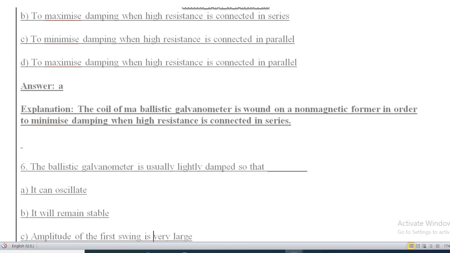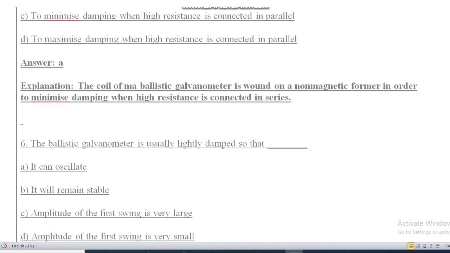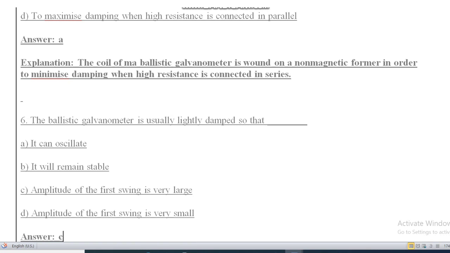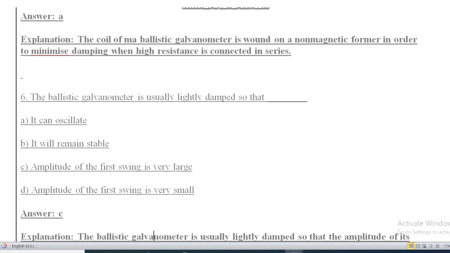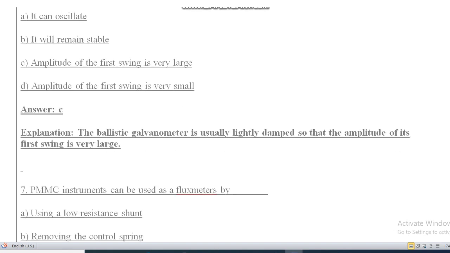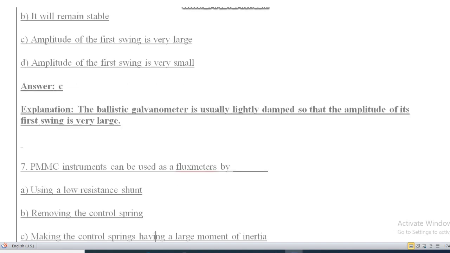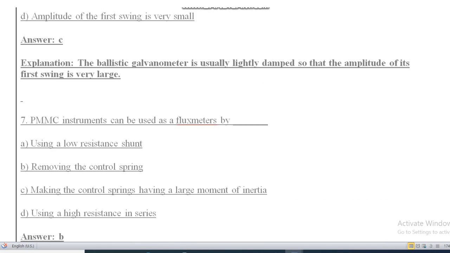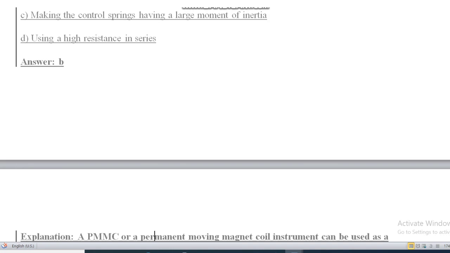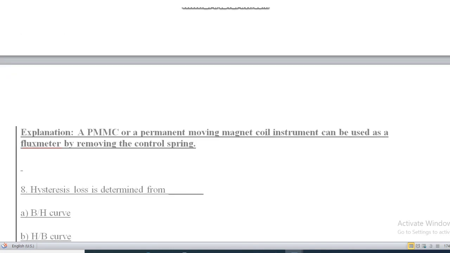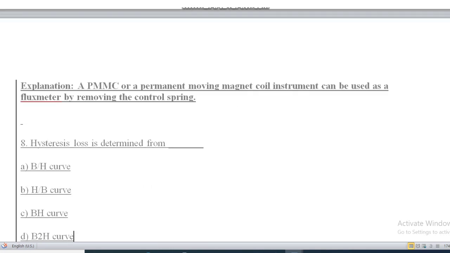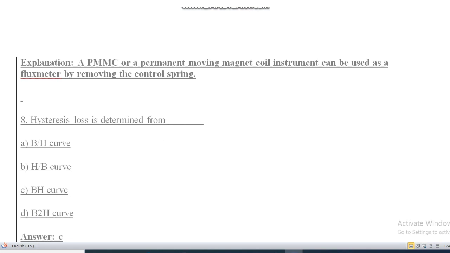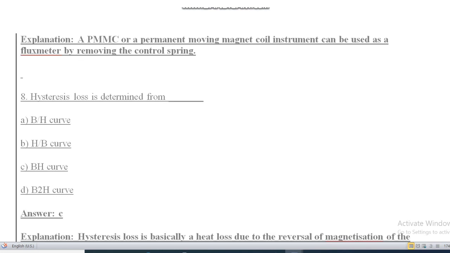This is the reason. Then question number 6 is the ballistic galvanometer is usually lightly damped so that, C, the amplitude of first swing is very large. Then question number 7 is PMMC instrument can be used in flux meters by removing the control spring. Question number 8 is hysteresis loss. It is determined from what? It is determined from BH curve.